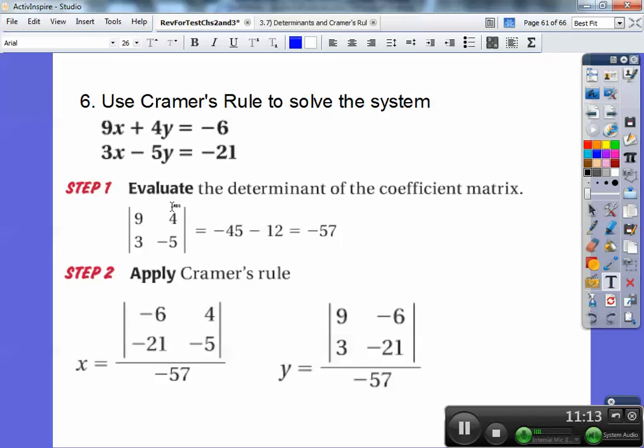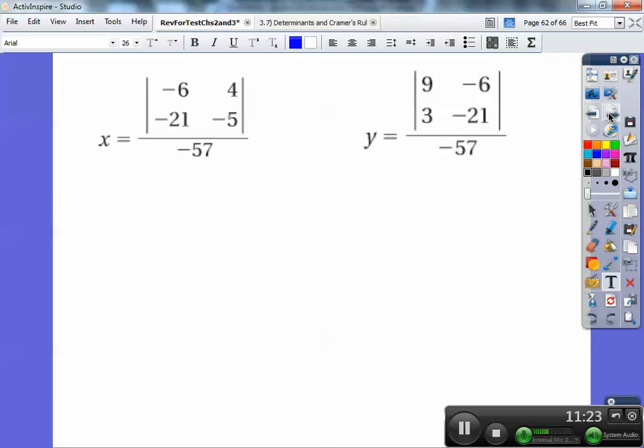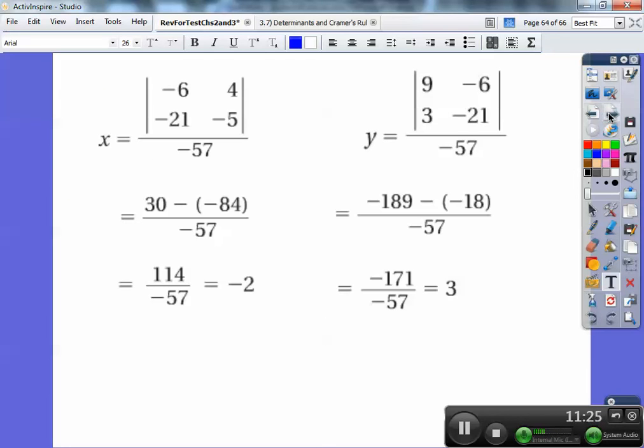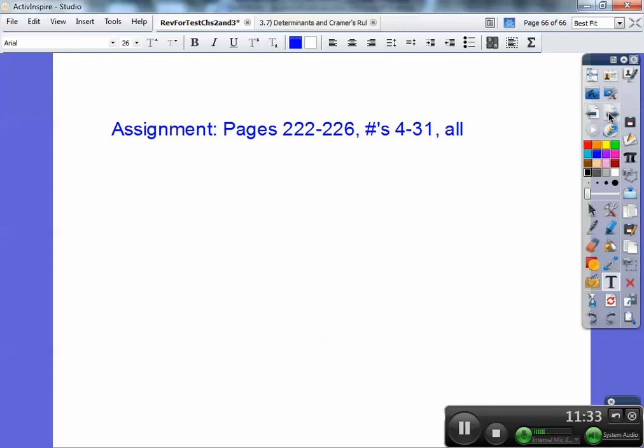All right, notice on the x, the y's stayed the same, so 4 and -5, and on the y's, the x's stayed the same, so 9 and 3. All right, so then go ahead and cross multiply, and then we get -2, comma 3. Okay, and then if you want some extra help, I would assign that for your homework. Okay, take care, you guys.